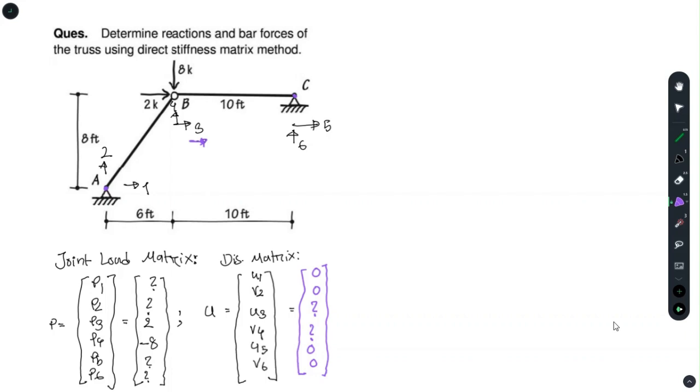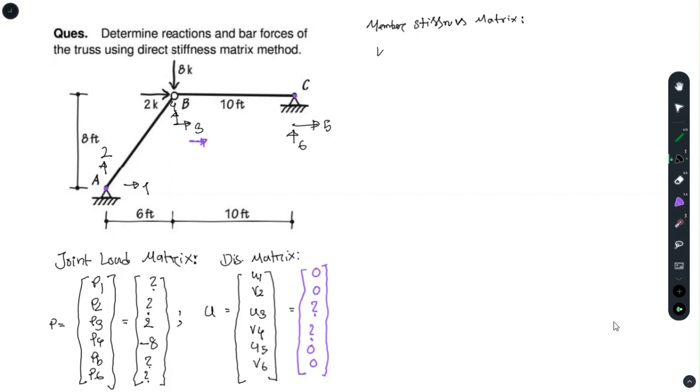Once we have found the joint load matrix and displacement matrix, the next thing we need is to find out the member stiffness matrix. For that, we have a pretty elongated formula. I'll write that formula first of all. So the formula is for the member stiffness matrix.